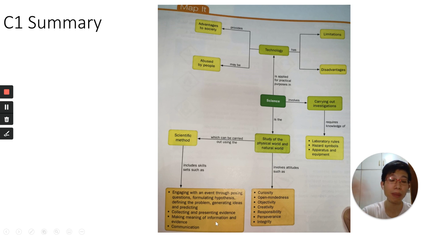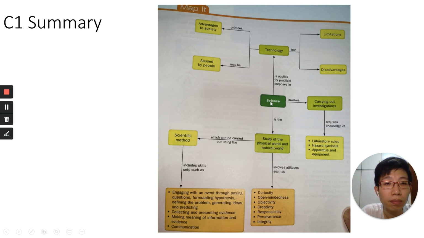After that, you need to communicate with other people, other scientists, so that they can build onto each other in order to have a wide database of scientific information. So science involves investigation. While you carry out investigation, you also need to take note of some safety precautions so that you won't get any accidents in your pursuit of science. That's why you need to learn about safety rules, what some of the hazard symbols are, and what the functions of the apparatus and equipment are, so you can use the right one for the right purpose.